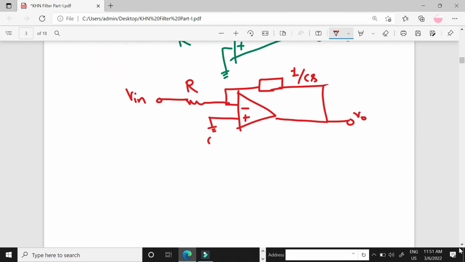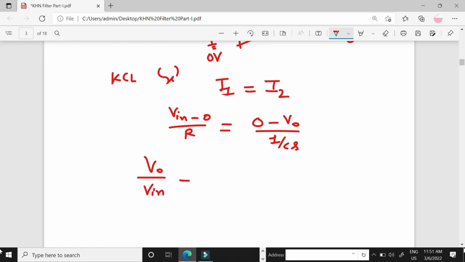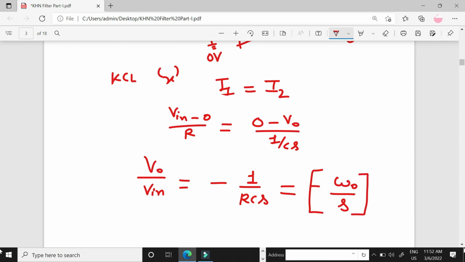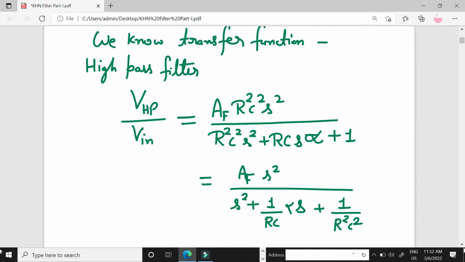Now this is virtual ground. If it is at 0 volt, then it is also at 0 volt using virtual ground. If current I1 is flowing in this branch and in this branch I2, then KCL at X node, we get I1 is equal to I2. What is the value of I1? Vin minus 0 upon R is equal to 0 minus Vo upon 1 by Cs. And we get Vo upon Vin is equal to minus 1 upon RCS, which we may write as minus omega naught upon S. It means the transfer function of integrator is minus omega naught by S. So in next lecture we will connect this to the implementation of KHN filter. Thank you.